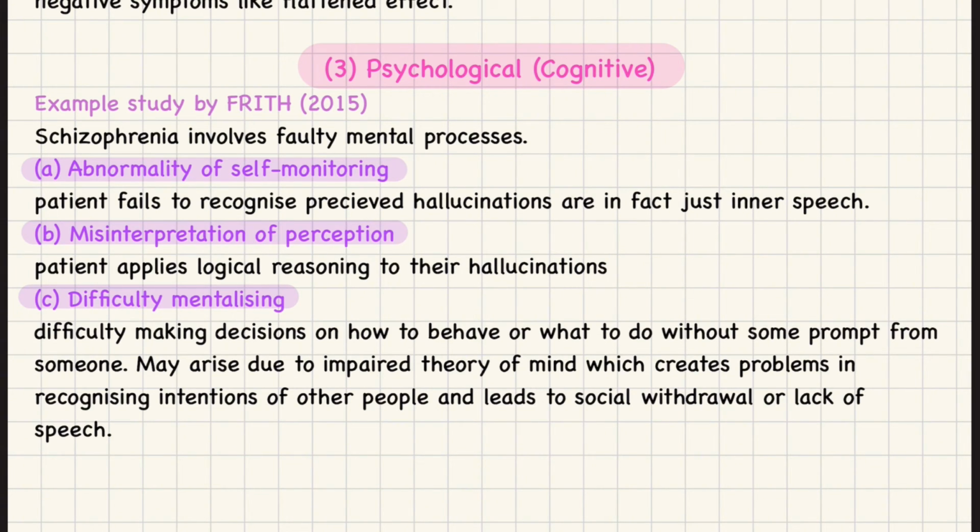Second is the misinterpretation of perception, in which the patient applies logical reasoning to their hallucinations. They're hallucinating something and they apply logical reasoning to it to form a strong belief about it. This is also like delusions, which we read about in the positive symptoms of schizophrenia, persistent delusions. So the participant applies logical reasoning to it, and they strongly believe in those things. For example, alien control. They'll apply their logical reasoning to those things, and the belief becomes even stronger.